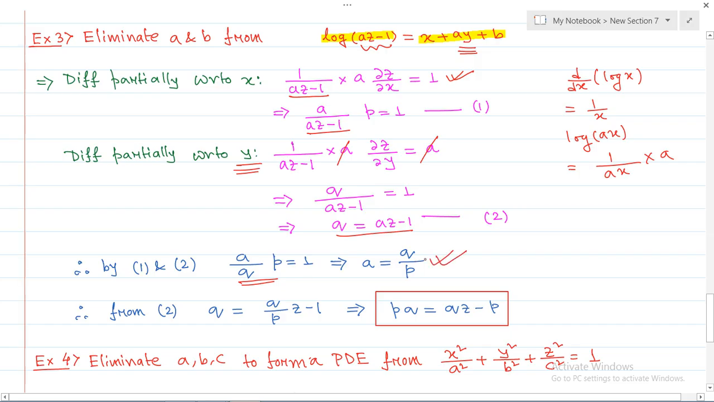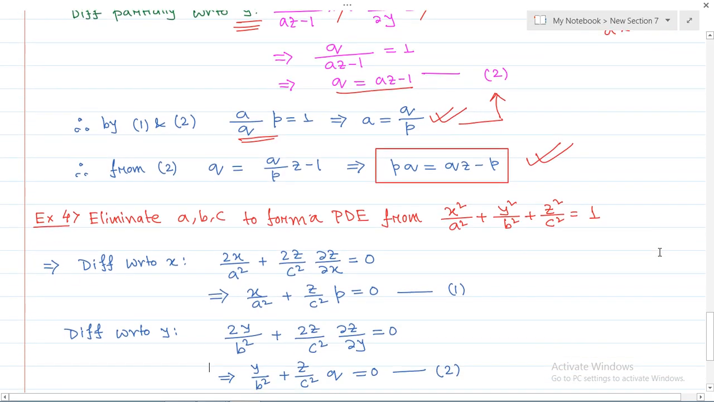So the a value you already got. What is the value of a? A equal to q by p. Now put this value of a in this expression 2, or you can put this value of a in expression 1 also. Same result you are going to get. Now after substituting a equal to q by p in equation 2, we have q equal to q by p into z minus 1. After simplification, we are having pq equal to qz minus p. So this is our desired differential equation.